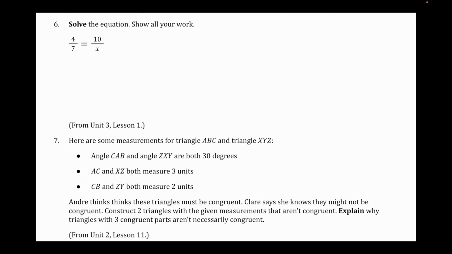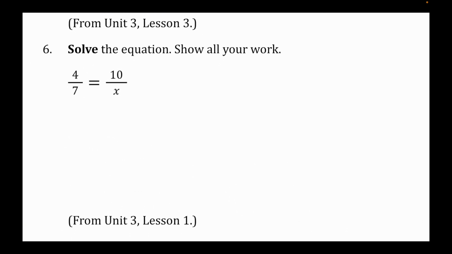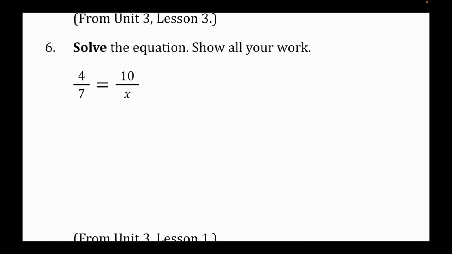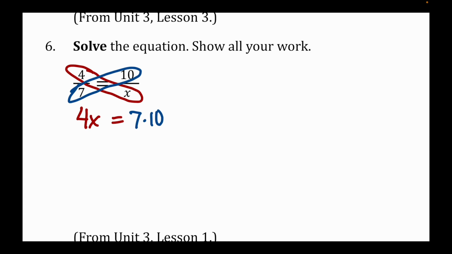That brings us to question 6. For question 6, we're just looking at a proportion here. So we want to solve and show all of our work. I'm going to zoom in so I don't have a bunch of other stuff distracting on the screen. I'm going to do this by cross multiplication. I like to multiply with my variable first. So I'm going to do 4 times x and put 4x on the left. And then we'll do 7 times 10 on the right-hand side.